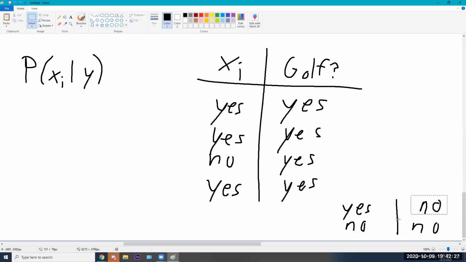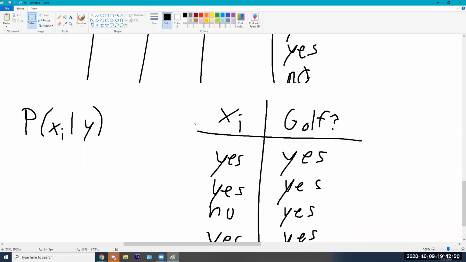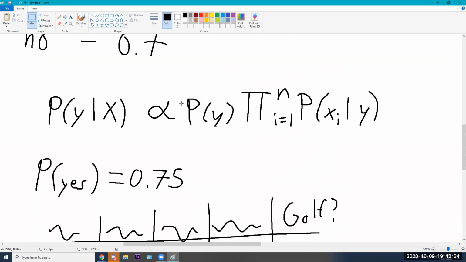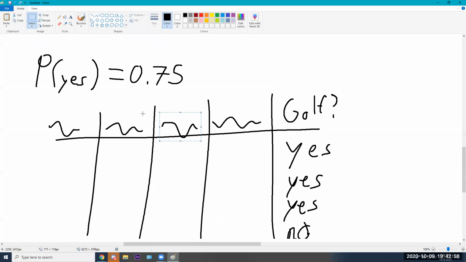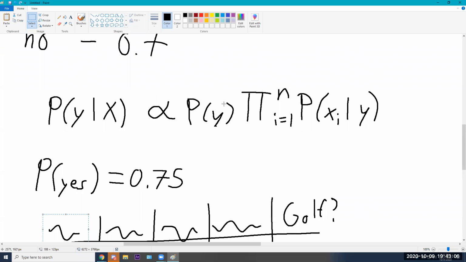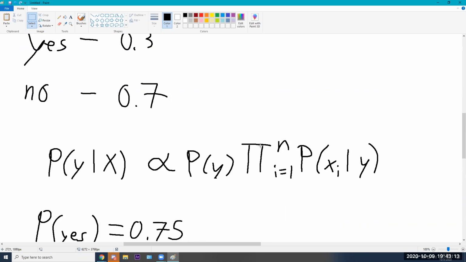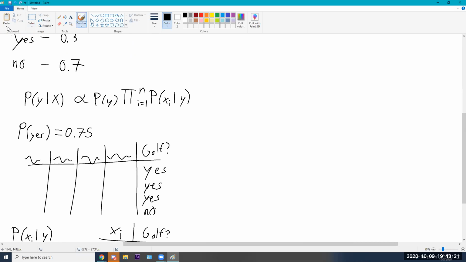That's essentially what you do to find a particular P of xi given y. You only take into consideration the cases where y is true, then out of those you take the ones where xi is also true, and divide by the total number of cases where y is true. Then you do it for every single feature you have: this one, this one, this one, and this one. You get all of those probabilities, multiply them together, then multiply by the initial probability of y, of yes. Once you have all these probabilities, then it's a simple matter of, let me copy this.